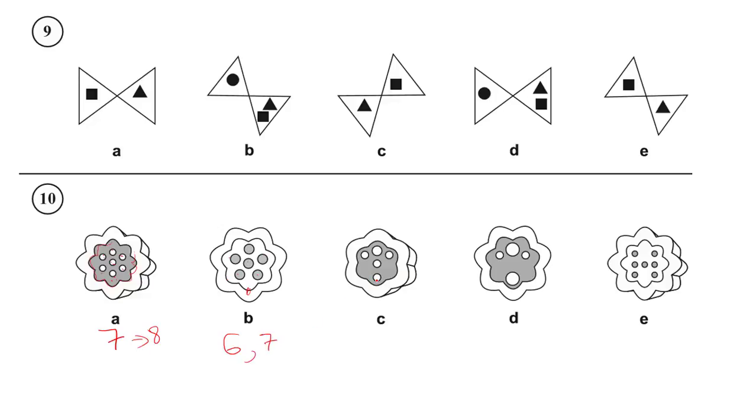Now let's see this one. I've got 1, 2, 3, 4, 5. So I've got 5 dots inside. What about the sides? Starting from that one here. 1, 2, 3, 4, 5, 6. So we've got 6 sides.